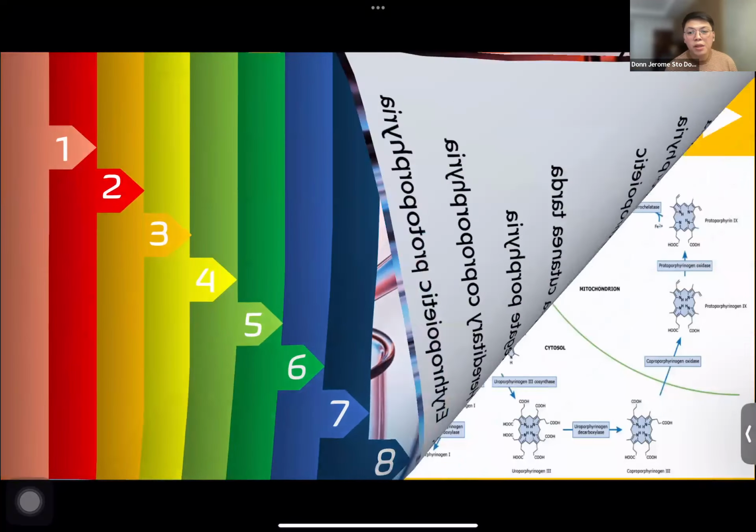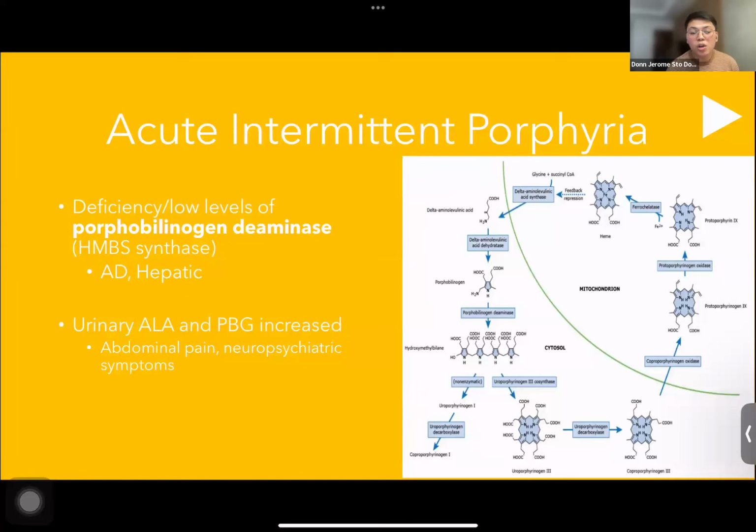Next, acute intermittent porphyria. Acute intermittent porphyria is the most common type of porphyria presenting with neurovisceral symptom. The problem here is in your porphobilinogen deaminase or hydroxymethylbilane synthase. So that what are the intermediates before it? ALA and PBG. Anong manifestation? Neurovisceral or cutaneous?